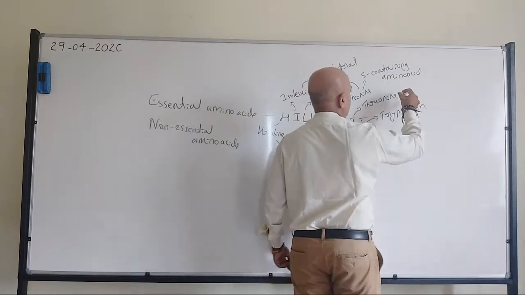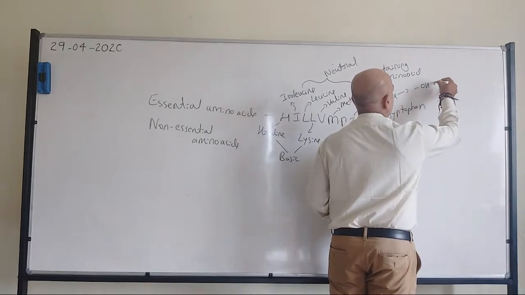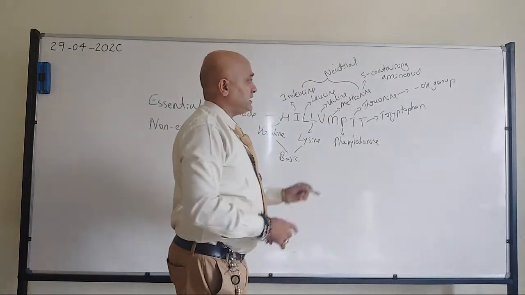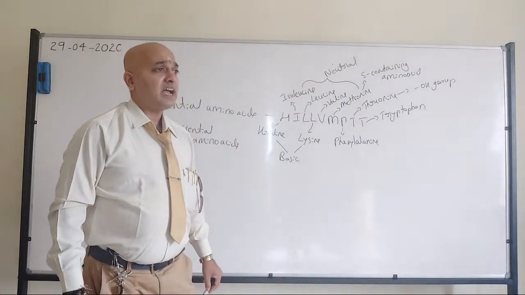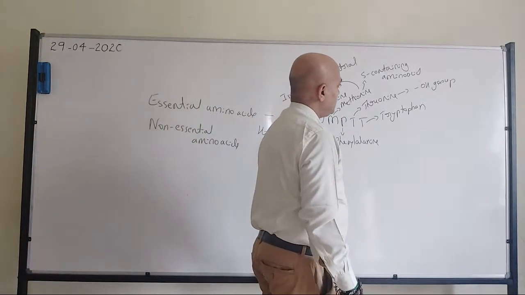When it comes to threonine, it is an amino acid which has an OH group. Another one is serine, which is not presented here. Threonine and serine have an OH group. The single letter abbreviation is T.